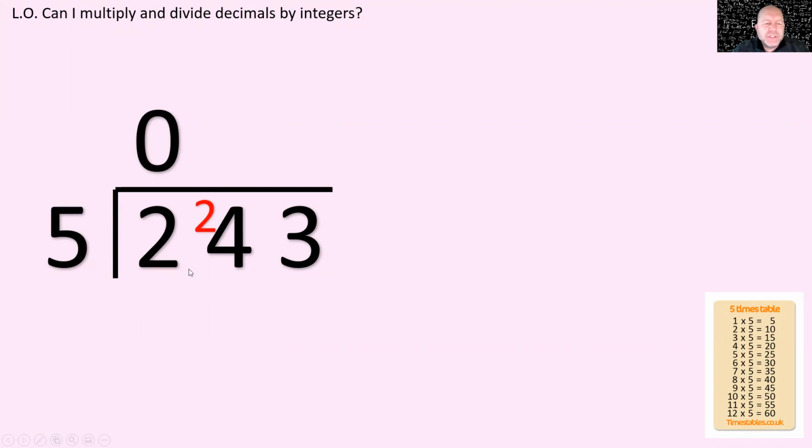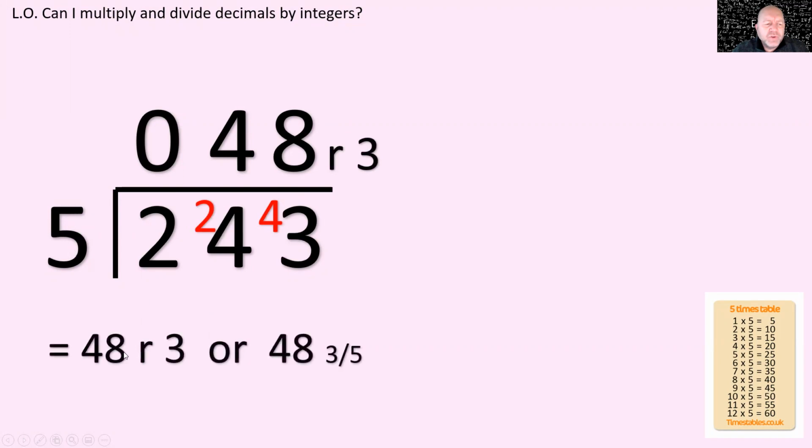How many 5's in 24? There's 4 of them with 4 left over. So the 4 comes into the next column, giving me 43 ones. How many 5's in 43? There's 8 of them, and there's 3 left over, giving us an answer of 48 remainder 3. Or if we're going to be more precise, we can divide the remainder by the 5, the number we're dividing by, and say 48 3/5. That's a much more precise answer.